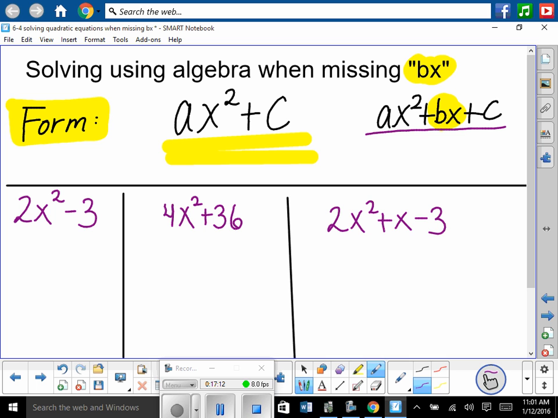You cannot use this method if you have a bx. Do you all understand that? So could we use this method that you're about to learn on this? Yep. Could you use the method on this? Yeah, we're missing bx. Could you use this method on this? No, we'll learn later on how to solve that quadratic.